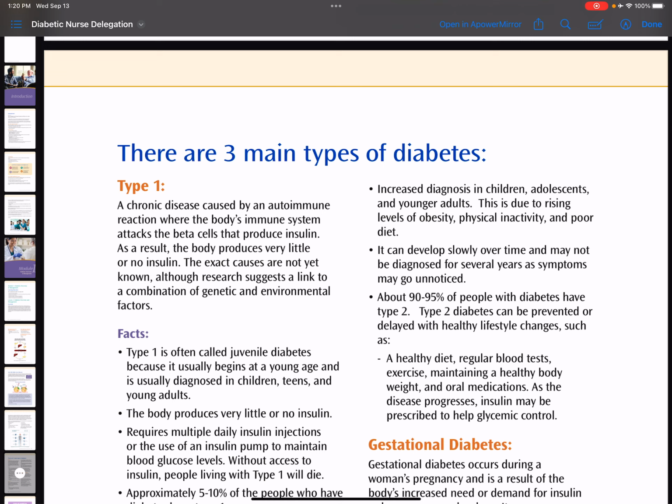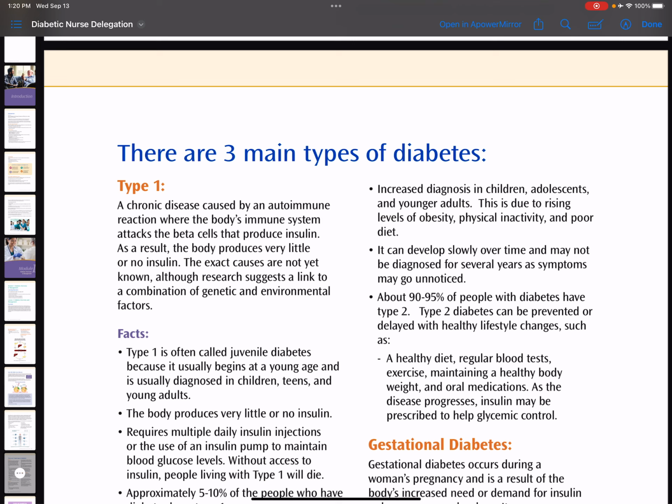And the third one is gestational diabetes. This one occurs during a woman's pregnancy and is a result of the body's increased need for, or demand for, insulin as her pregnancy develops. It may cause complications to both mother and baby, but the facts that we need to know about gestational diabetes are: this is the result of the body's increased demand for insulin in pregnancy, and it is treated with diet and exercise, sometimes medications. When the baby is born, gestational diabetes disappears, but not all the time.